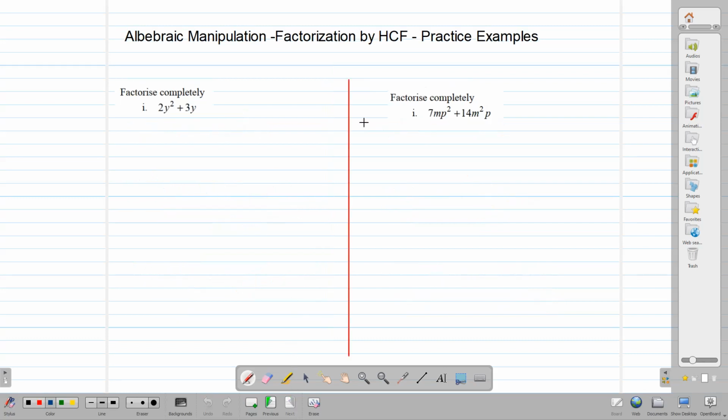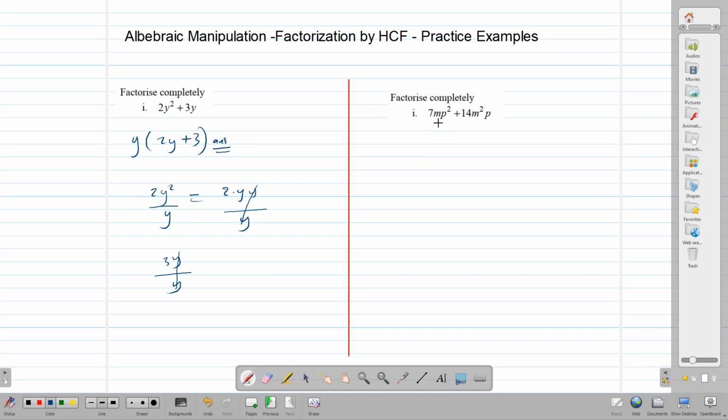Let's practice again with two more examples. Here, the only factor here is y. This has 2, this has 3. Neither of these two numbers can divide each other out without leaving a remainder. So the only thing common is the y. And because this is y squared and this is y, we use the smaller one, which is just y. So we write our y, and now we're going to divide 2y squared by y, which means 2 times y over y. As you can see, the y cancels that one, leaves us with 2y. And then with the plus sign, we're going to divide our 3y by our y. And that leaves us with just 3. We close our bracket, and that is our answer.